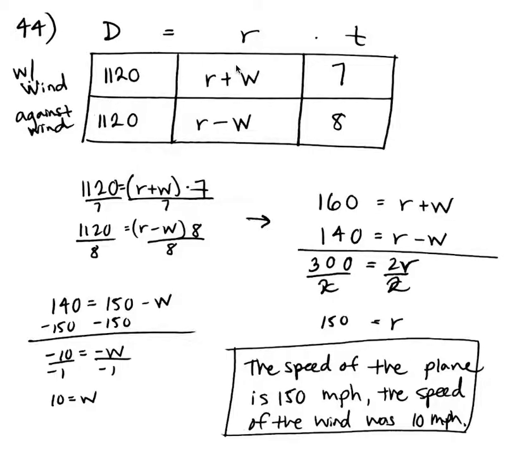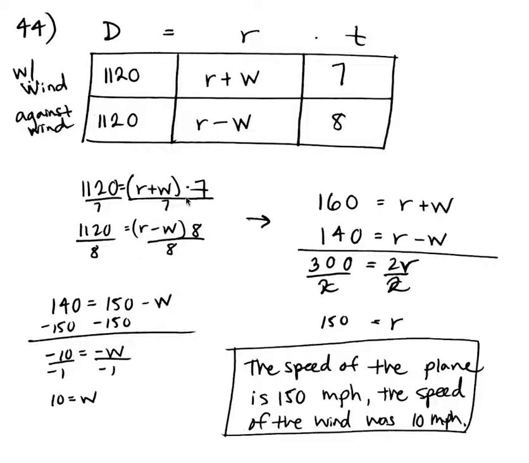The rate on the way there was faster, so you get to add in the wind because the wind was pushing it. On the way back, the rate is a little bit slower, so you have to subtract out the wind because it's going against the wind. On the way there the plane could get there in 7 hours, but on the way back it took 8 hours. Therefore, if we set up two equations, distance equals rate times time, we get what I have here.